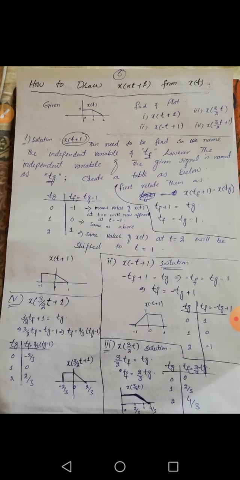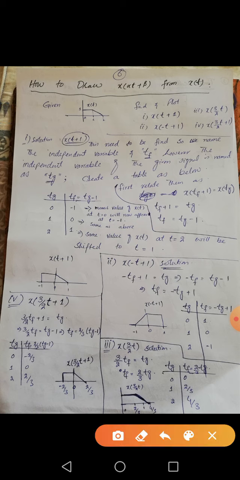This is how to draw x of alpha t plus beta from x of t. For example, a signal is given, x of t, and you are asked to sketch and plot some transformed signal. For example, in this case we are given these examples.